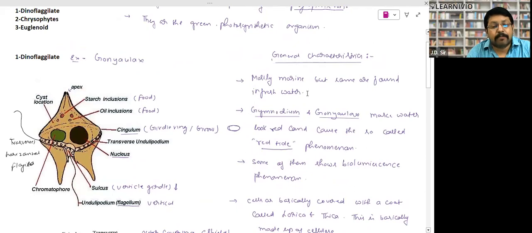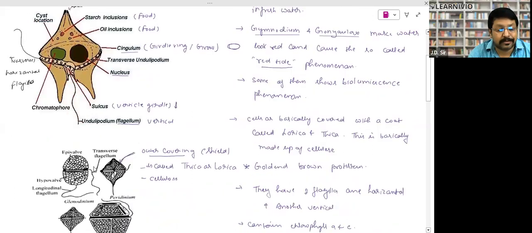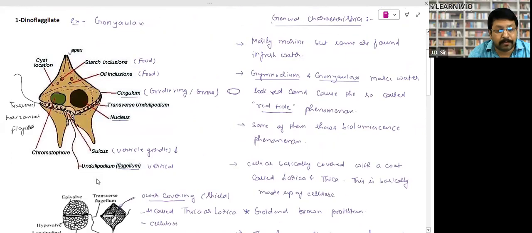What are their characteristics? They are mostly marine, but some are found in fresh water. Mostly they are found in the ocean. This name you have to remember: Gymnodinium is a type of dinoflagellate, and Gonyaulax. You can see this is the Gonyaulax and this is the Gymnodinium. These two names you have to remember. They are most frequently asked questions.